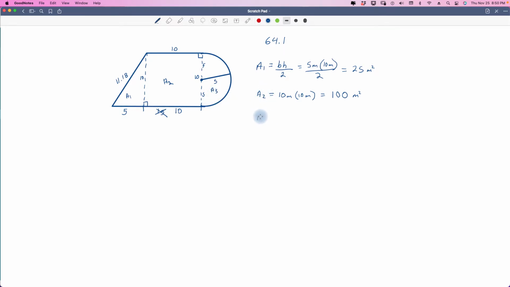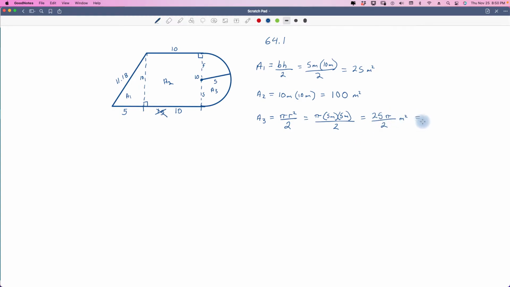Let's find area 3. Area 3 is a semicircle or a half circle. So the area of a circle is pi times r squared, but it's a semicircle, so we're dividing that by 2. So that would be pi times, and the radius is 5 meters, so it'll be 5 meters, and it's squared, so that's times 5 meters over 2. So that would be 25 times pi over 2 meters squared.